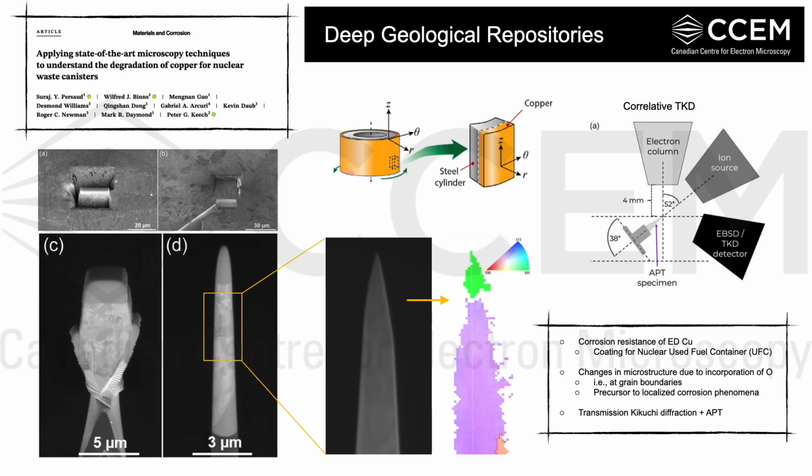study the changes in the copper microstructure due to the incorporation of trace elements or oxygen along these structures, and their role in acting as precursors for further corrosion phenomena. So in this study, published in Materials and Corrosion, we used the FIB to prepare atom probe needles from electrodeposited copper, and then used TKD, transmission Kikuchi diffraction, using our house-made correlative holder. And we use this to track a boundary and confirm its presence in our final sharpened APT tip.